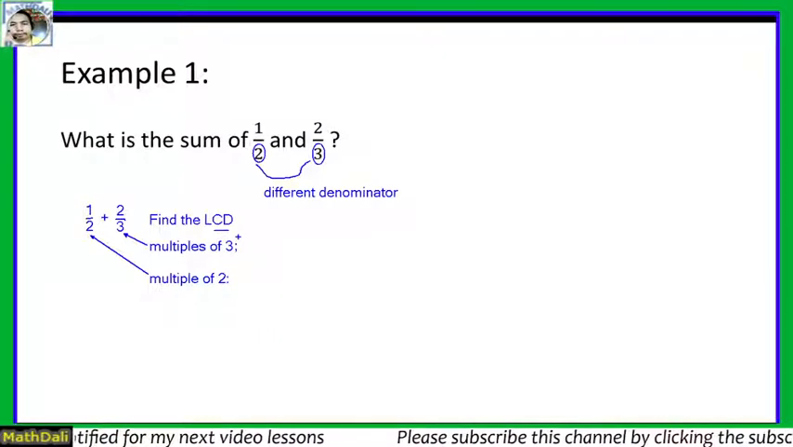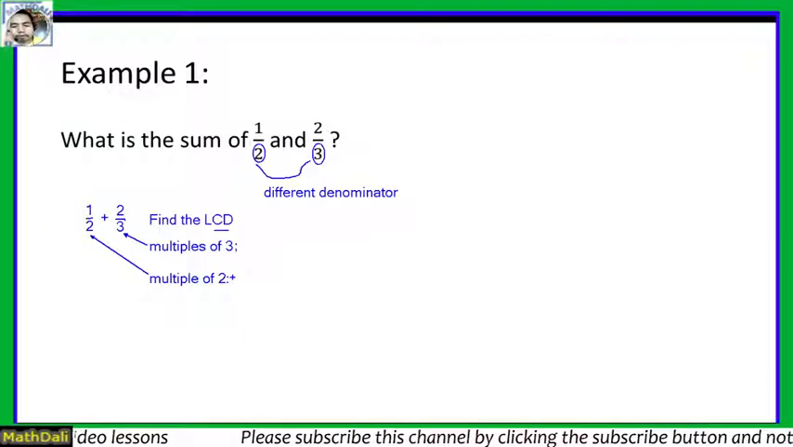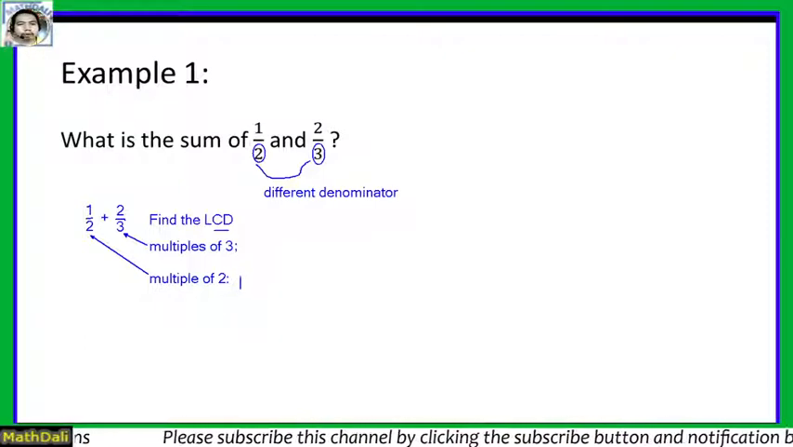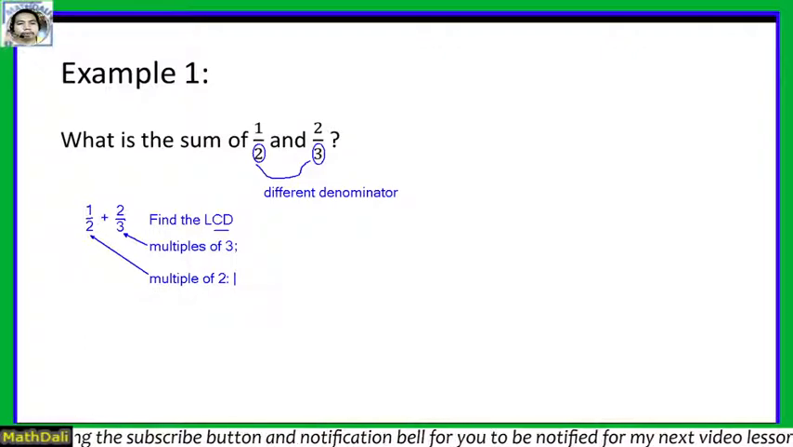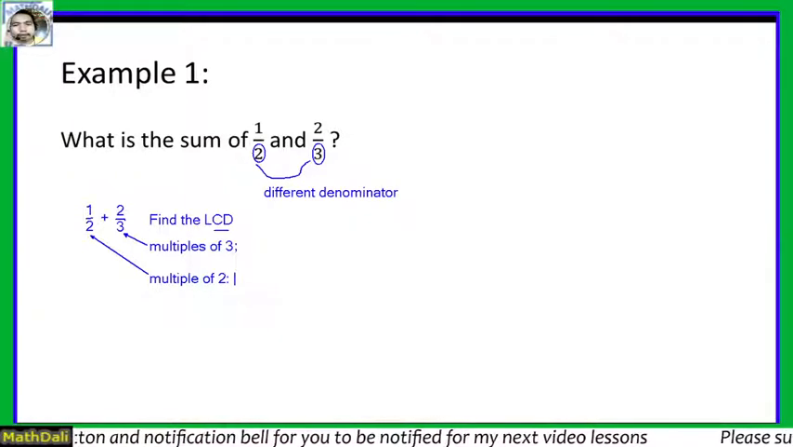Multiple of 3. Okay, so identify natin kung ano yung mga multiple ng 2. Para makuha natin yung multiple of 2, i-multiply lang natin yung 2 doon sa ating counting numbers. Ang counting numbers natin ay 1, 2, 3, 4, 5, and so on and so forth. So i-multiply natin doon, or you can just count by 2 or skip counting by 2.